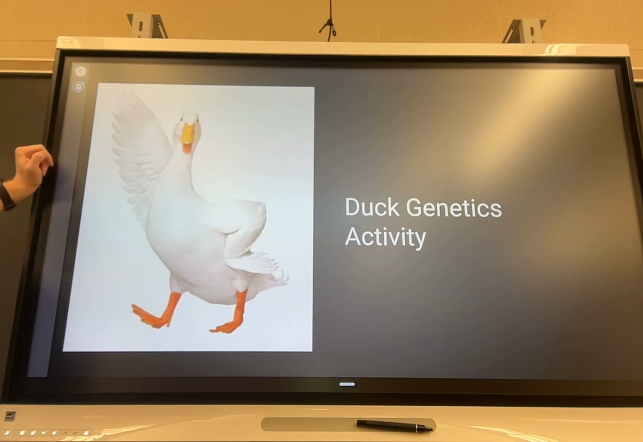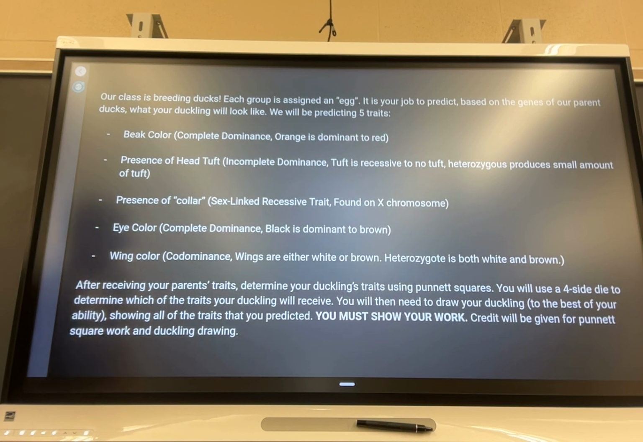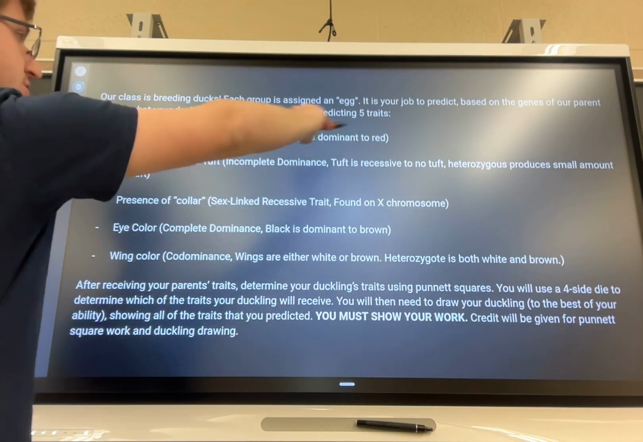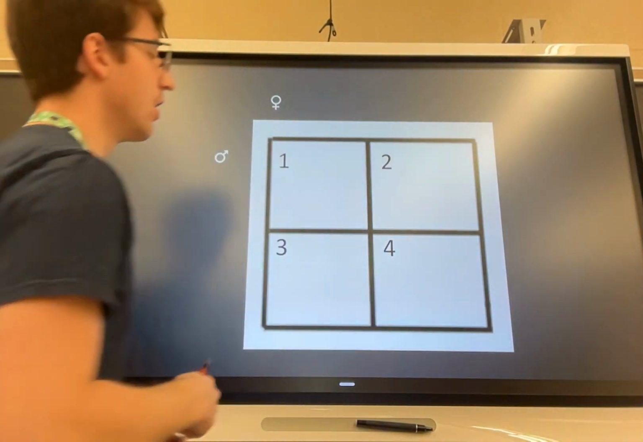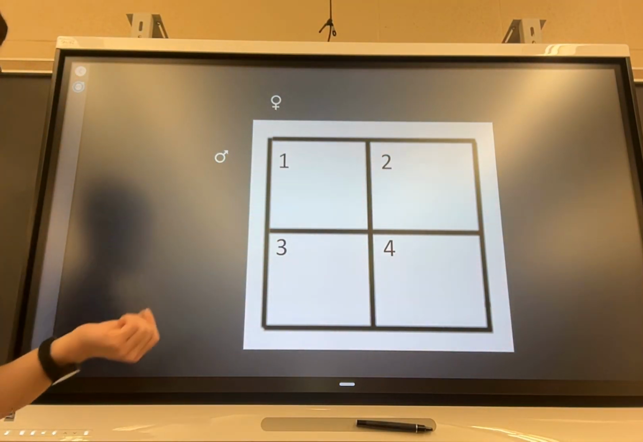For the duck activity, I have given you 5 traits, and I will send the parent traits as necessary, but your goal is to draw the duckling based off of what 5 traits you get. So you can use a simple number randomizer for this, set to from 1 to 4, 1 to 4 being the different Punnett square squares you're going to use.